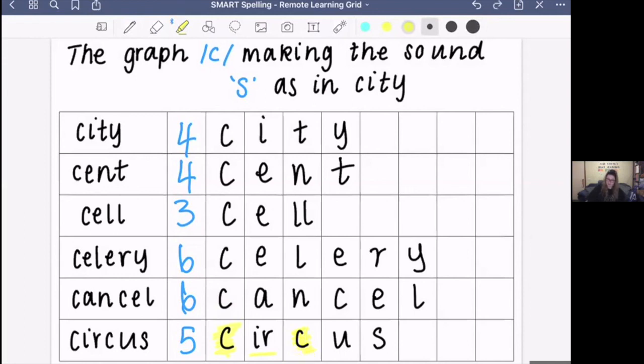Can you please spell the word circus back to me the same way that I spelled it to you? I'll say it again so you can remember how it sounds. C, I, R, C, U, S. Your turn.